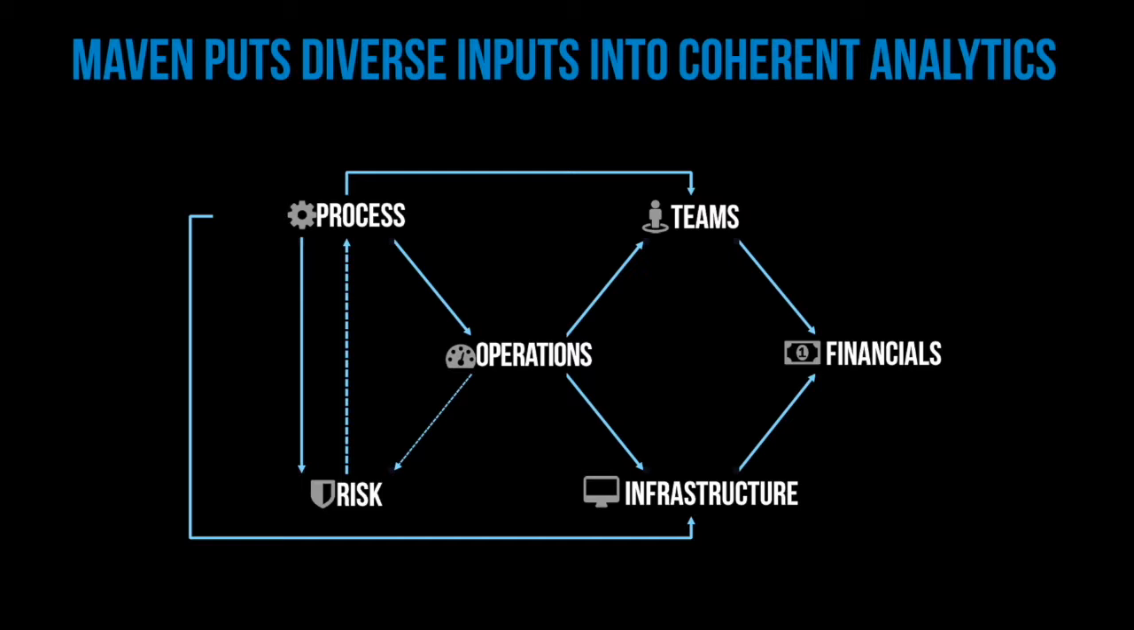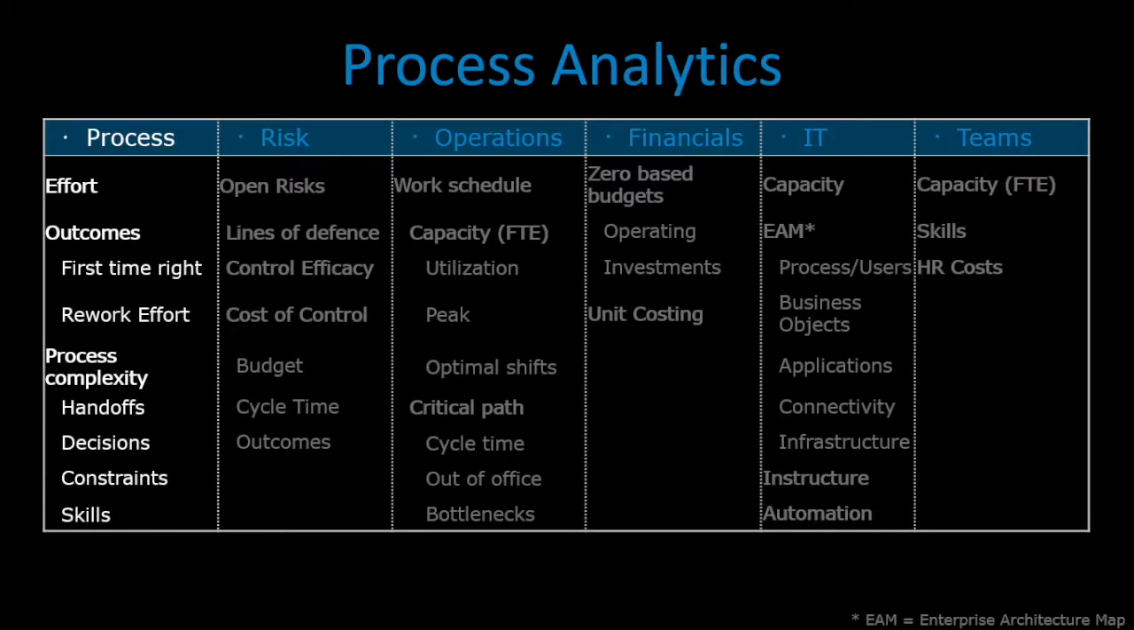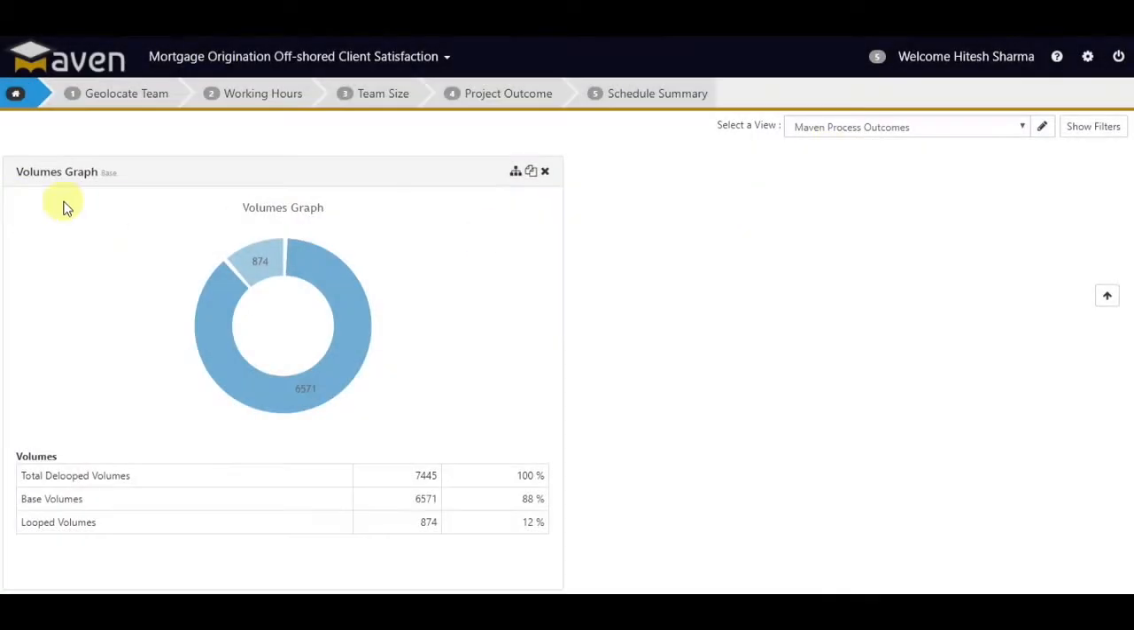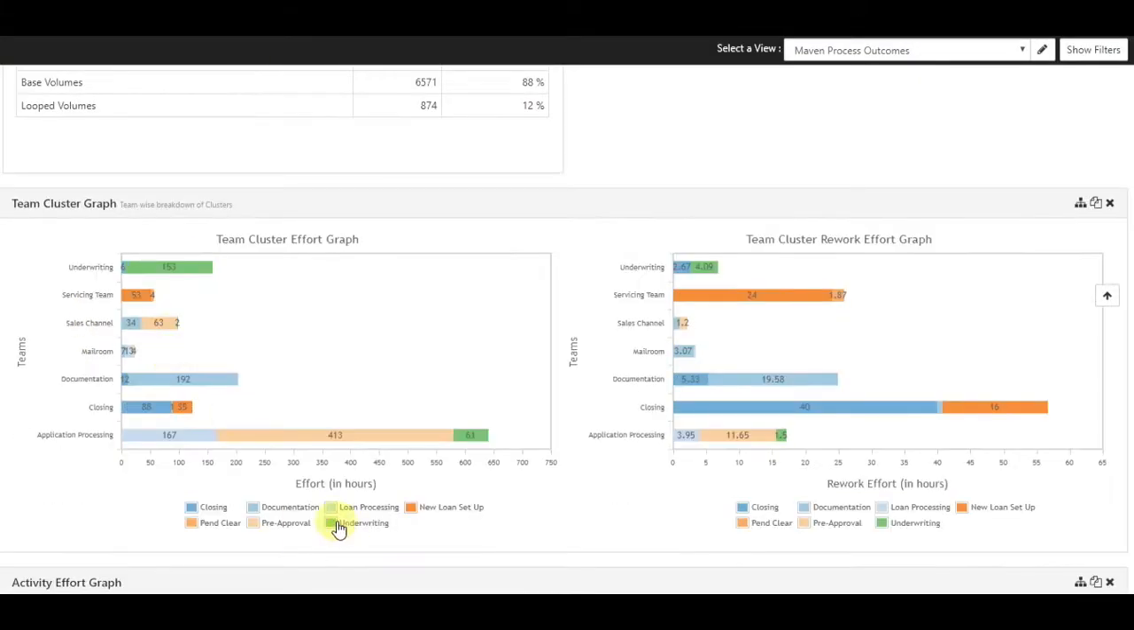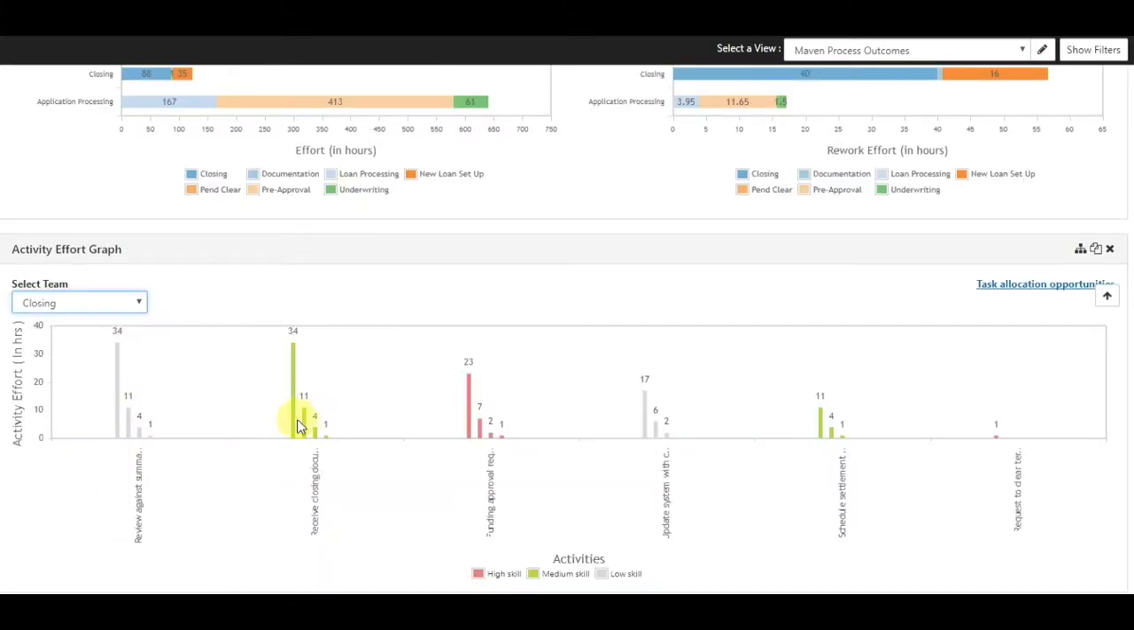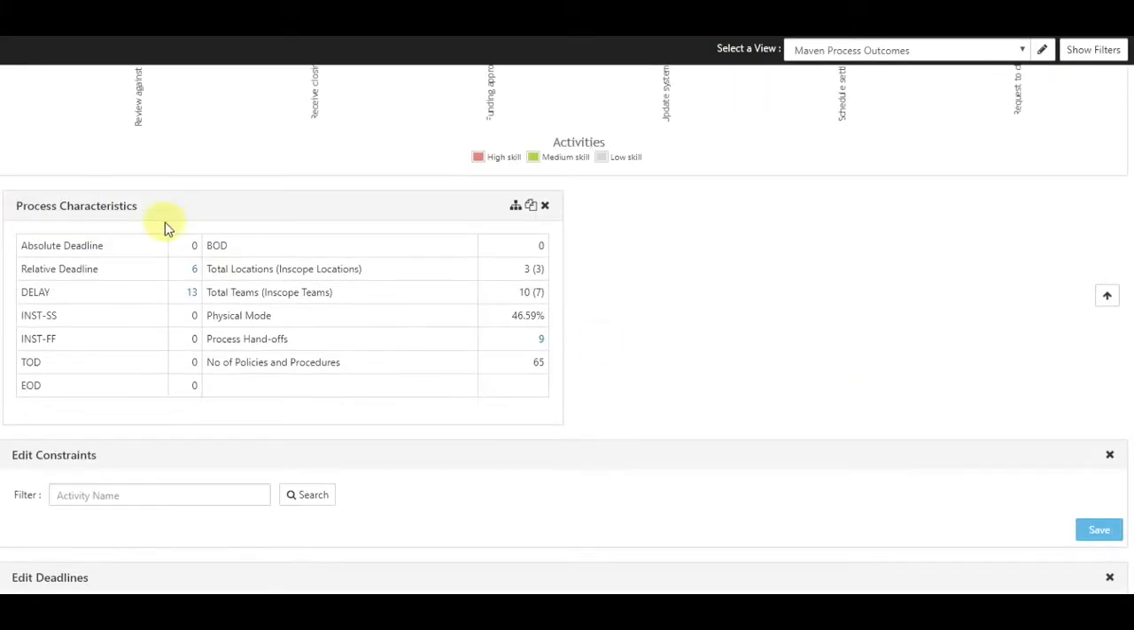Post-data input, Maven uses proprietary algorithms to complete the data set and best practice analytics. For instance, it identifies process bottlenecks, process loops, effort and rework effort by teams, Pareto on high effort and rework activities by teams, and factors for process complexity.